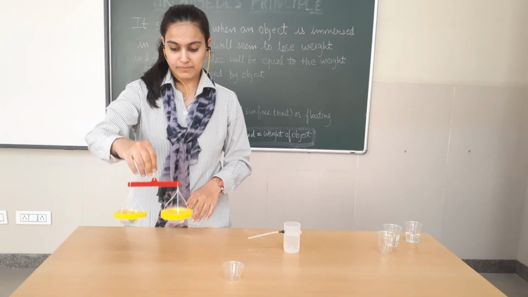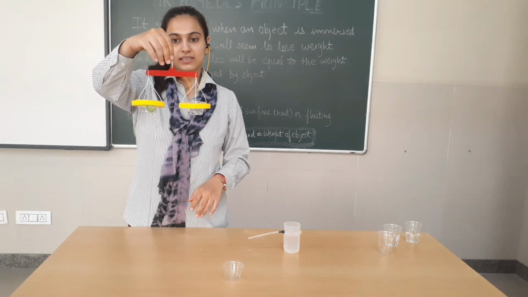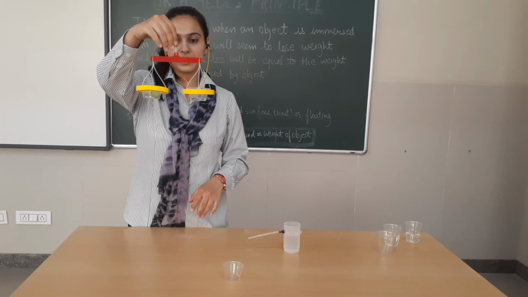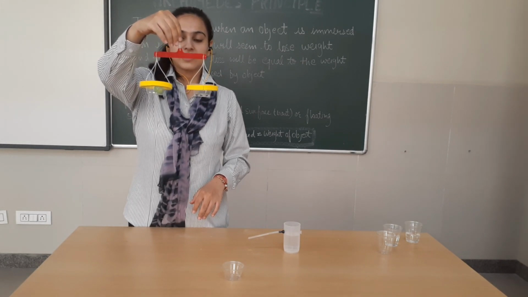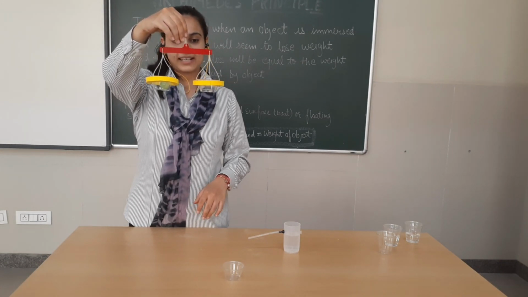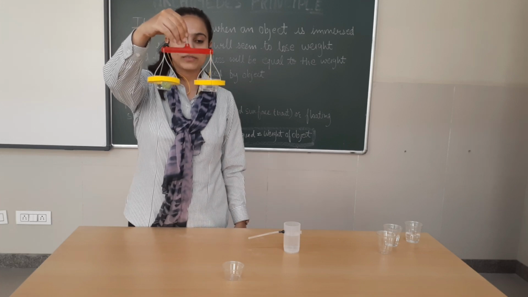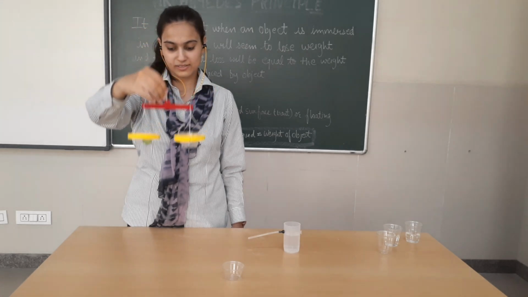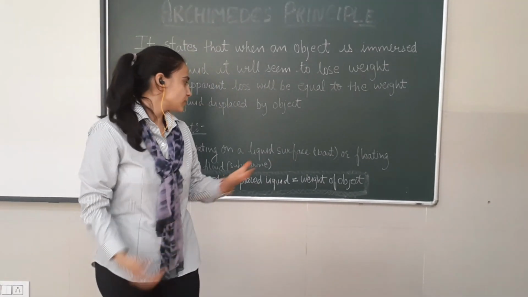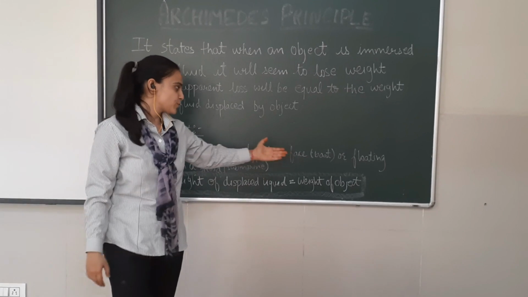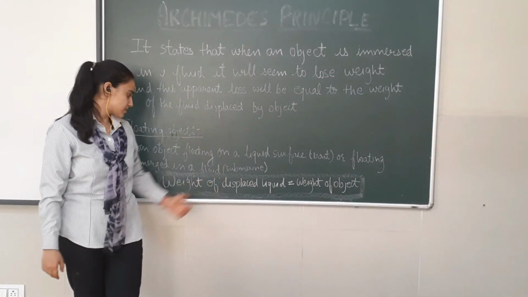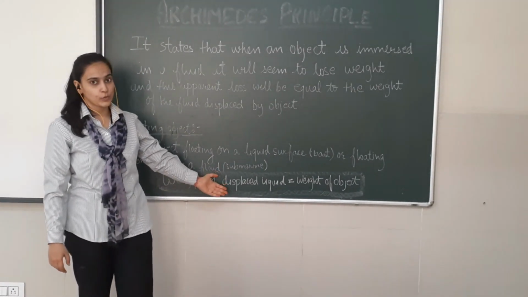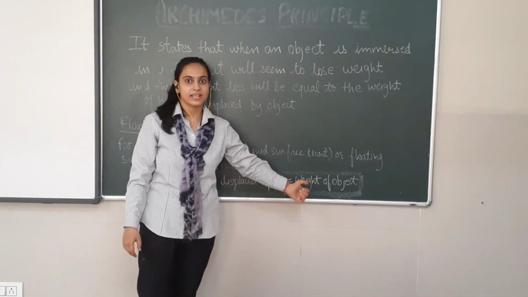Now as I lift the beam balance, you can see the balance shows the same reading, and it shows a balance at both sides. That shows that the weight of the displaced liquid is equal to the weight of the object. Thus, for floating substances or objects like boats and submarines, the weight of the displaced liquid is equal to the weight of that object.